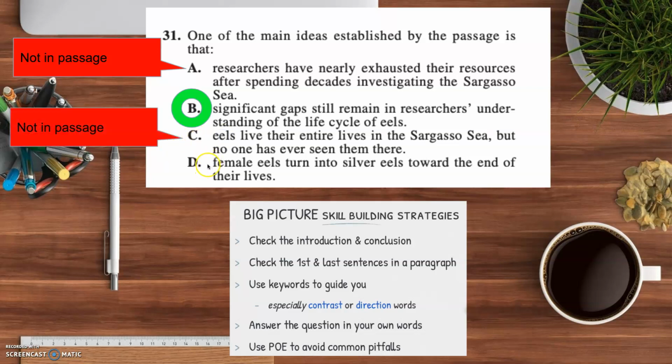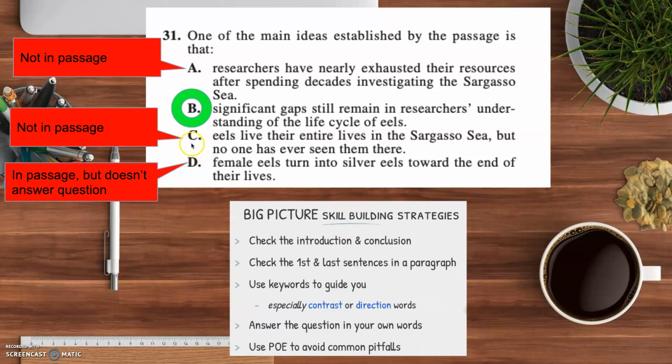Option D, this is our last chance. Female eels turn into silver eels toward the end of their lives. I do remember seeing that in the fifth paragraph. That was in the passage. But that's not a main idea, okay? The passage as a whole is not about female eels turning into silver eels. So even though it's there, this one doesn't answer the question.